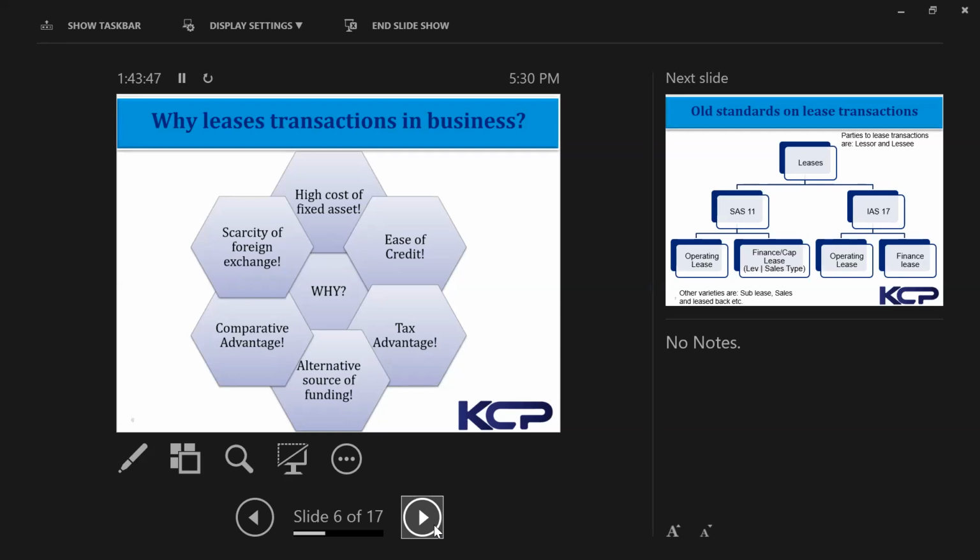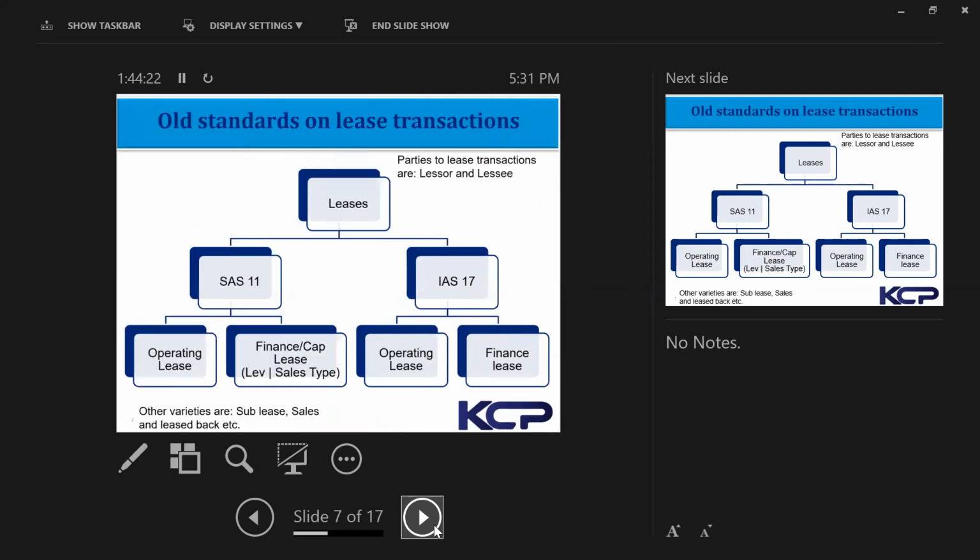Then scarcity of foreign exchange. Most of the assets that those groups of companies may need require heavy foreign exchange, because most of them have to import those heavy-duty assets. So rather than looking for foreign exchange in the midst of the scarcity, let's look for who has it locally and lease it. So these are some of the reasons for that.